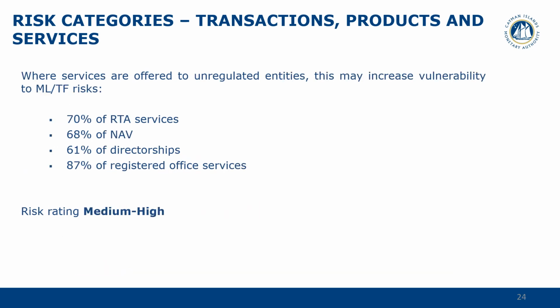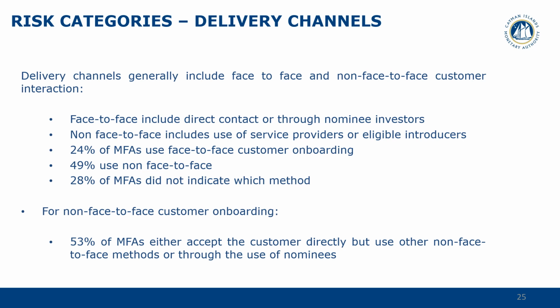Another factor to consider when looking at the transactions, products and services inherent risk is where services may be offered to unregulated entities, as this could increase vulnerability. So 70% of RTA services are offered to unregulated entities, 68% of NAV services, 61% of directorships, and 87% of registered office services. So taking into account all of those factors and the size of the sector, the overall risk rating was deemed medium-high. So the final inherent risk category we will now consider is delivery channels.